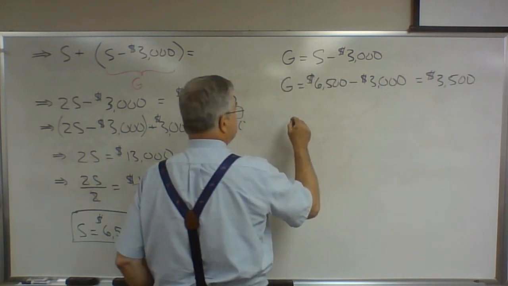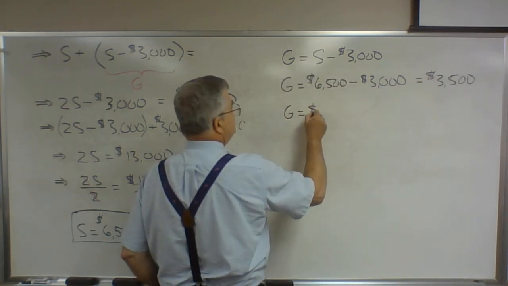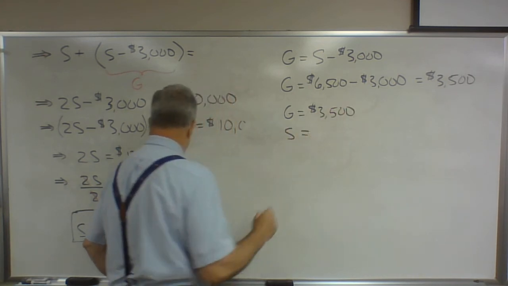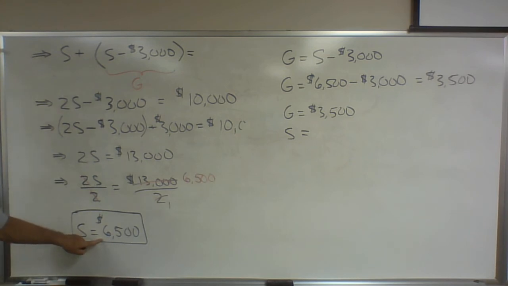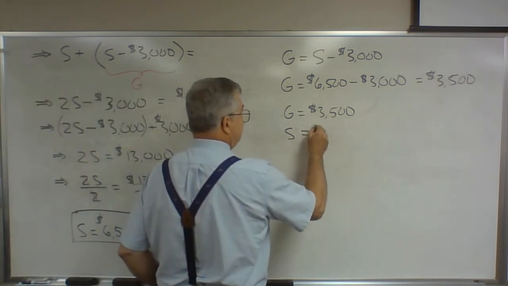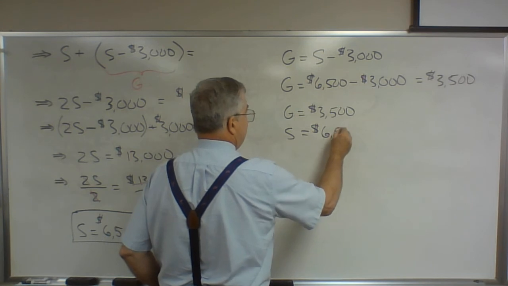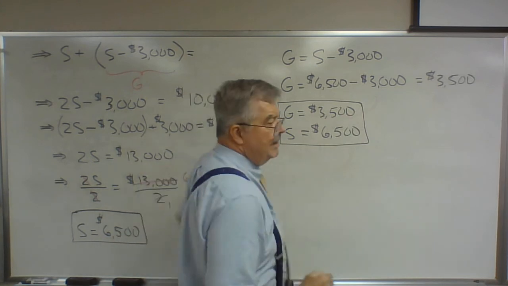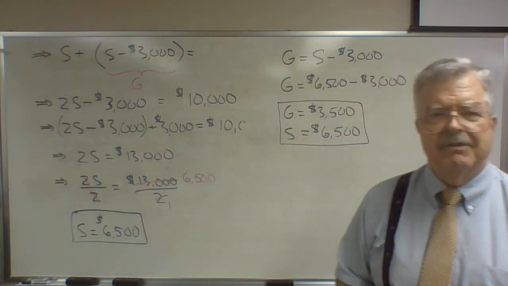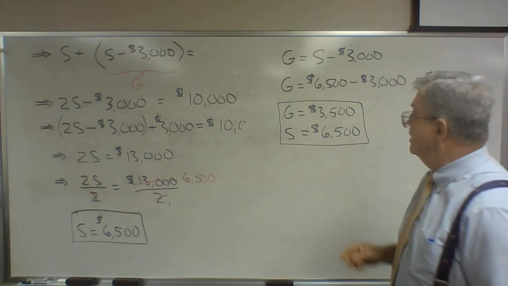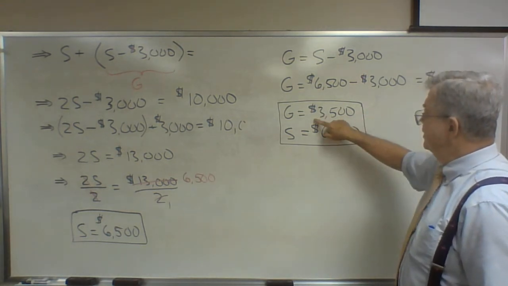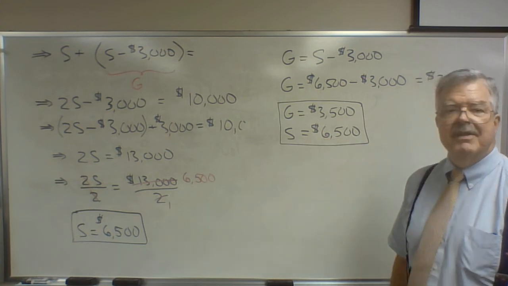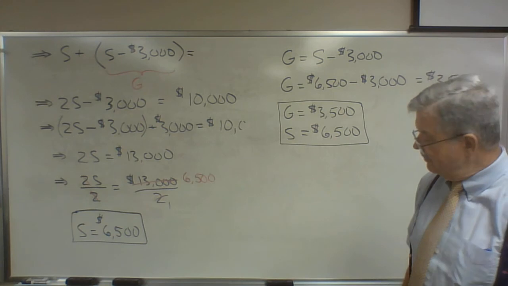Poor George. George only gets $3,500. Sean, as we recall, got $6,500. Now here's our solution, or at least we think it is. How much does each person get? George gets 3,500. Sean gets 6,500. Now we've got to make sure that it works.